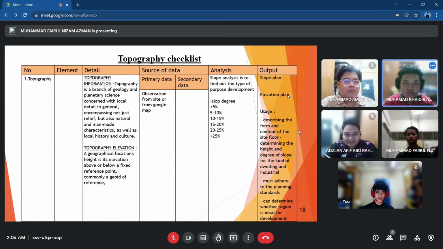So for source of data, primary data, observations from site or from Google Maps, and for analysis, slope analysis is to find out the type of purpose development, slope degree 5%, 5% to 10%, 10% to 15%, 15% to 20%, 20 to 25%. Output: slope plan, elevation plan. Usage: describing the form and contour of the site plot, determining the height and degree of slope for the kind of dwelling and industrial, must adhere to the planning standards, can determine whether the region is ideal for developing.